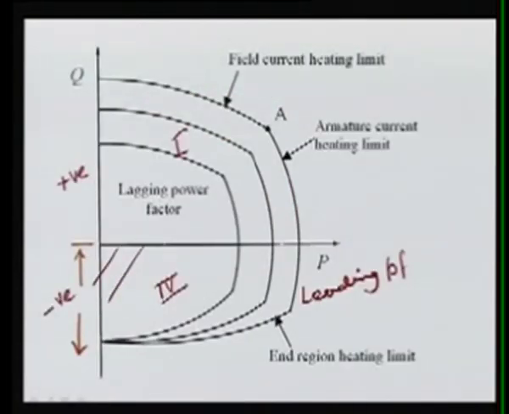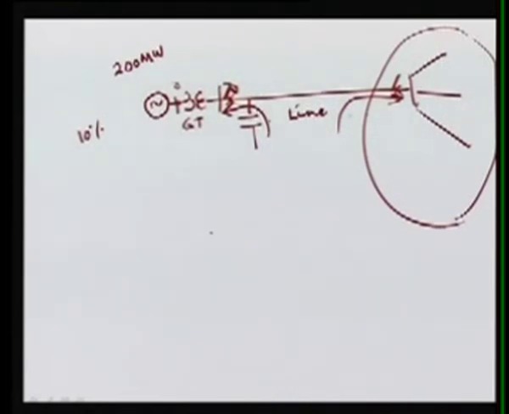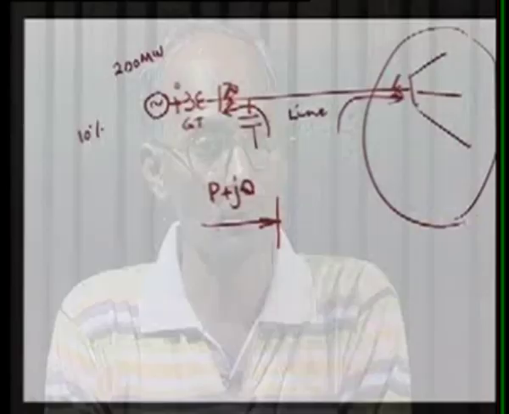So at the time of light load or during black start, when you are energizing the synchronous generator, only then do we have to operate in this zone. Normally we operate at the lagging power factor in this zone. As I said, if this is your VT and the power going is P plus jQ, if Q is positive, we say it is lagging. So we always operate the synchronous generator at a lagging power factor.